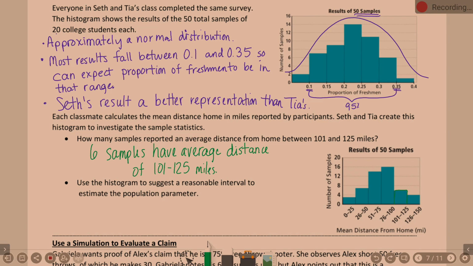And then use the histogram to suggest a reasonable interval to estimate the population parameter. Okay, so this is the samples. When we talk about estimating the population parameter, this is taking your sample information and asking what would you suggest might be true of the population?